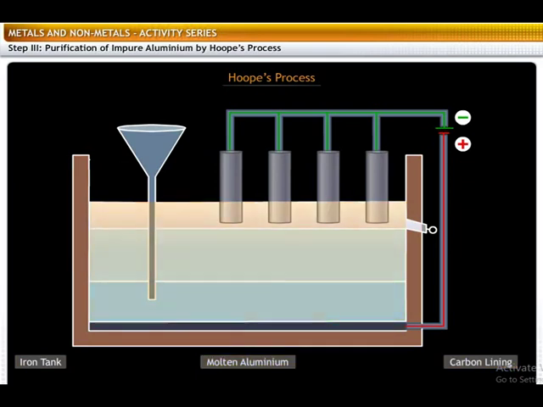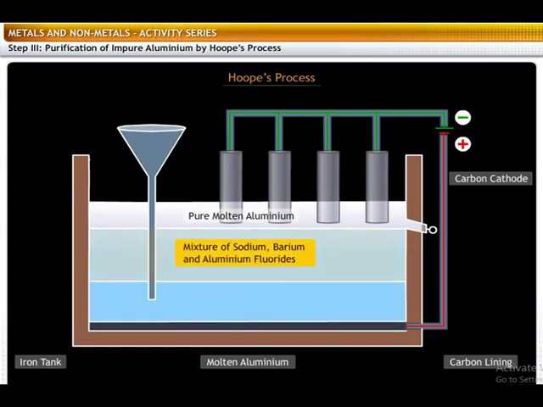The upper layer of the electrolytic cell consists of pure molten aluminium with a series of carbon rods that serve as the cathode. The middle layer, or the electrolyte layer, consists of a molten mixture of sodium, barium, and aluminium fluorides. The third layer is the bottom layer. Along with the carbon lining, it acts as the anode for the electrolytic cell. The bottom layer contains impure molten aluminium obtained from Hall and Heroult's process.